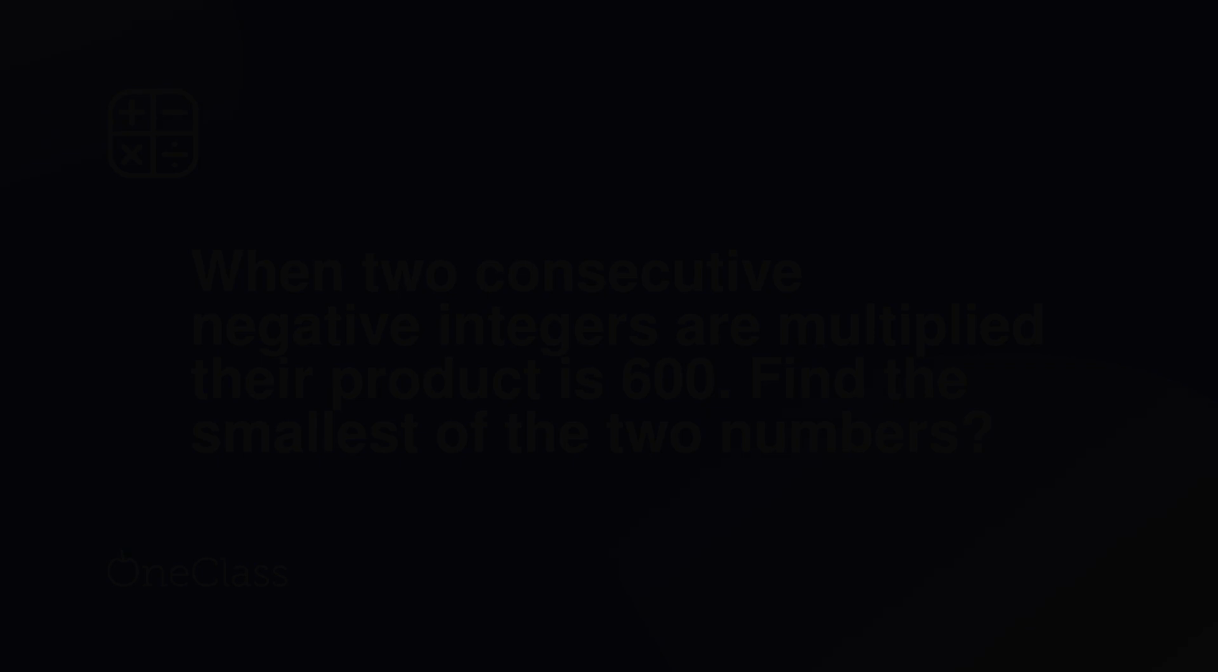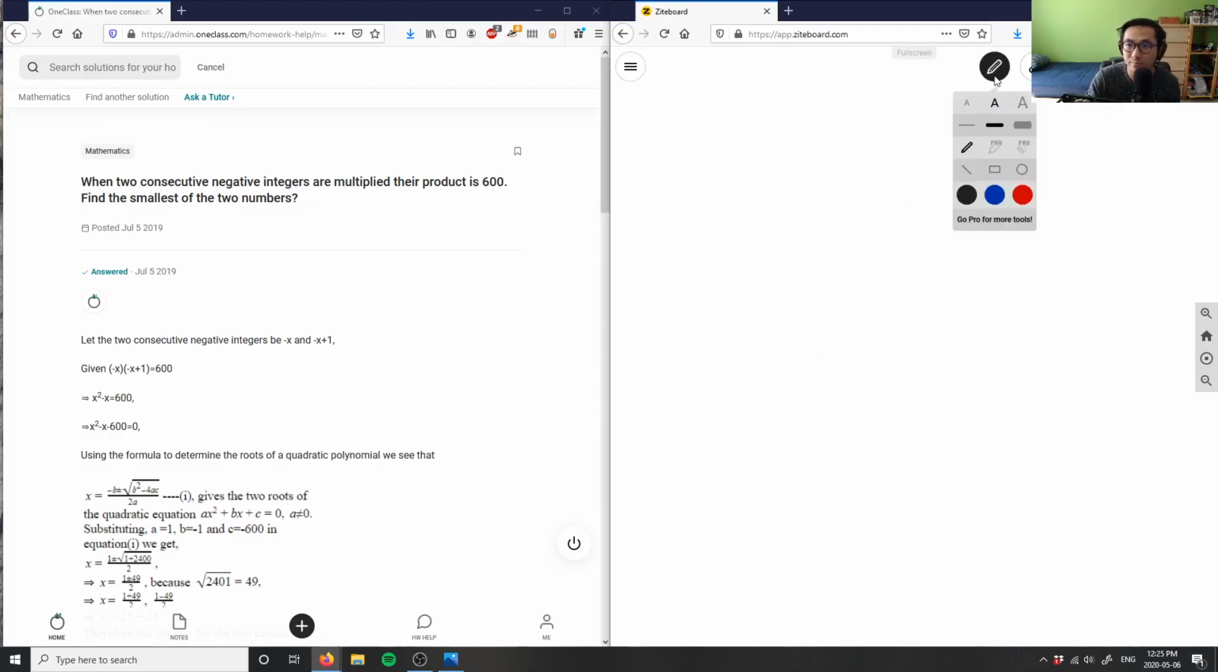Easy. Let's do number 5. It's asking: when two consecutive negative integers are multiplied, the product is 600. Find the smallest of the two numbers. So let me write this down.